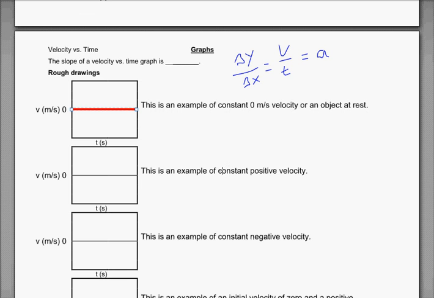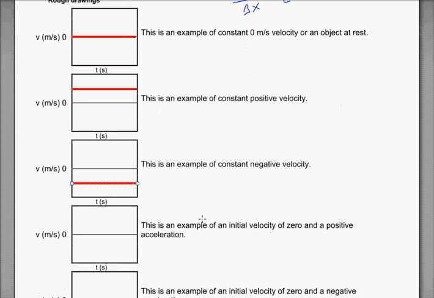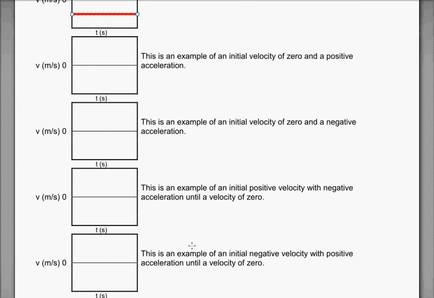It's going to be an example of a constant positive velocity. Well, anything above this line is positive. Anything below it is negative. Simply going to look like that. Okay? Constant negative velocity. Hopefully this is becoming pretty intuitive. Looks like this. And then last, we're getting down to the difficult 4.